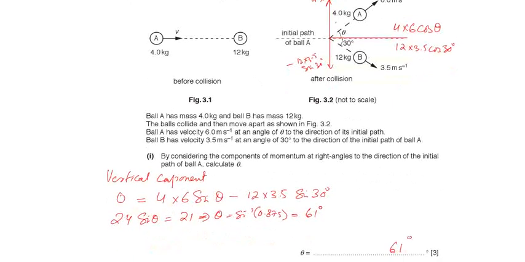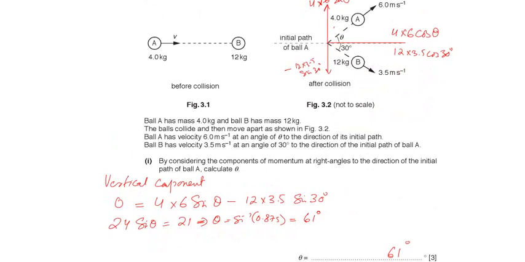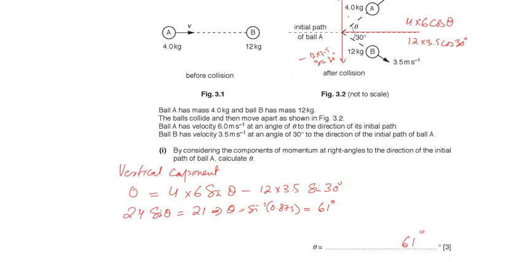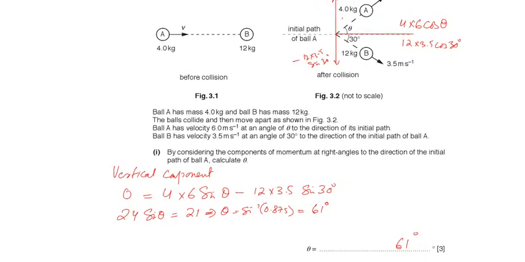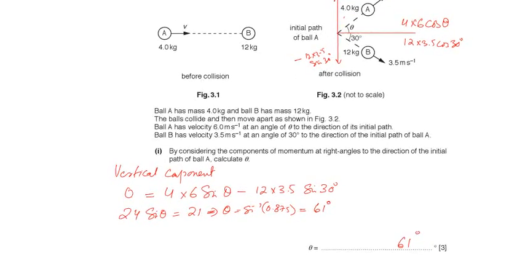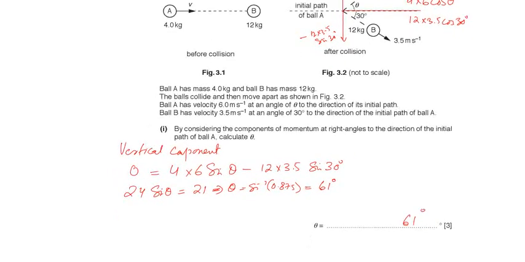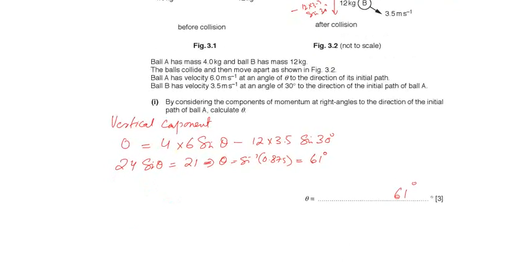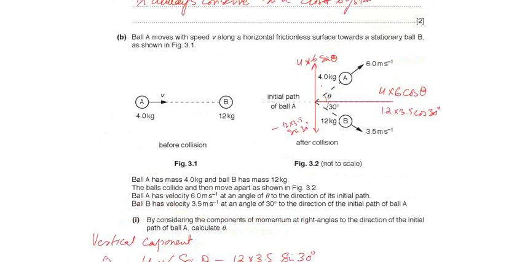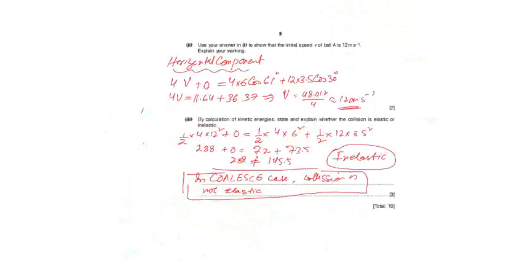By viewing this situation, we clearly understand that it is easy to resolve the vertical component first, because the vertical component has only one unknown value. So 0 equals 4 times 6 sin theta minus 12 times 3.5 sin 30. So 24 sin theta equals, after resolving, and theta equals 61 degrees, right? So theta is 61. Now the next part, part 2: use your answer to show the initial speed v of ball A is 12 meter per second.